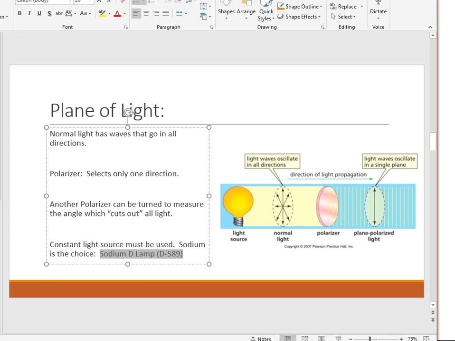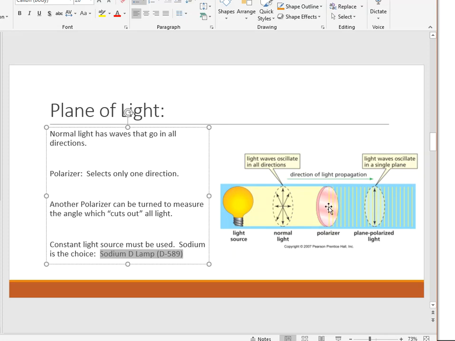Okay? They're letting you know, yes, this is sodium D, and you should be using sodium D in the instrument. So that light source will give you light in all directions, and we have to narrow down that field. We only have to take in one direction, and that is it. We have to filter out everything else. And that filter is basically what we call the polarizer.